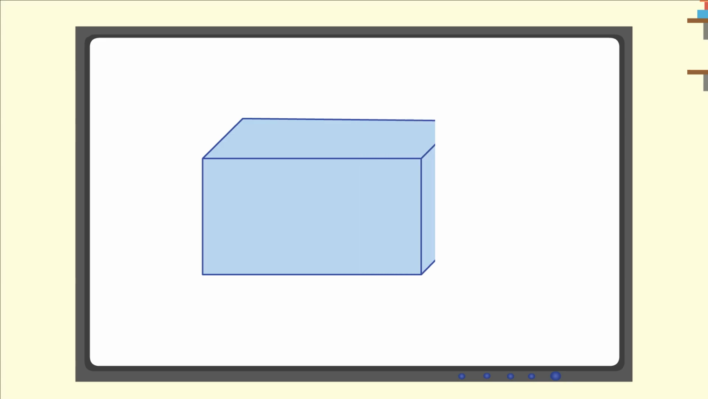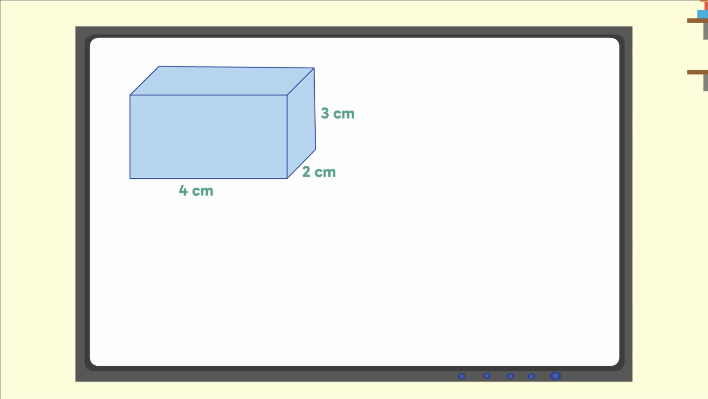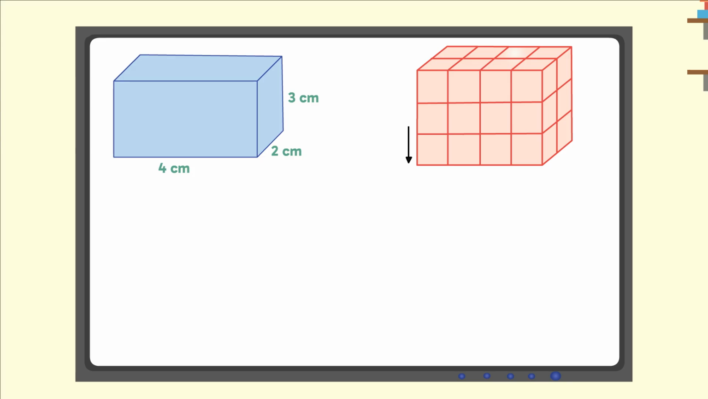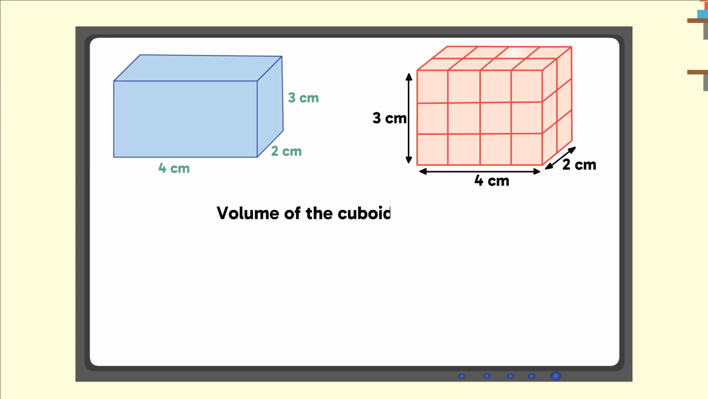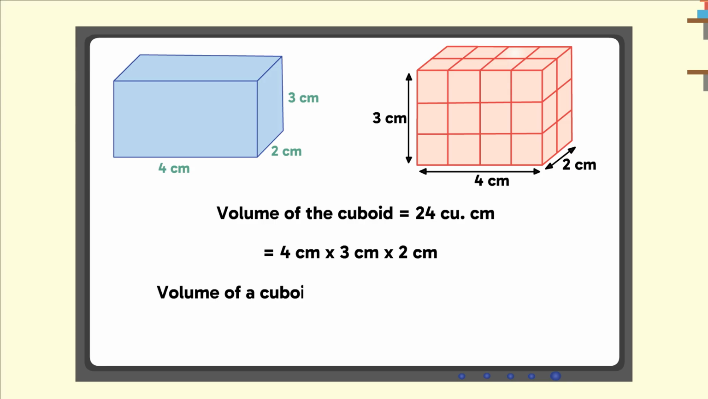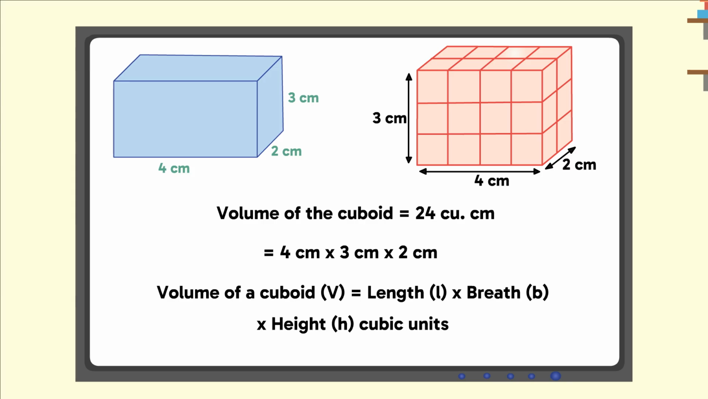Volume of a cuboid. The given cuboid is 4 cm long, 2 cm wide and 3 cm high. The cuboid is divided into 24 unit cubes of 1 cm each. So, the volume of the cuboid is 24 cubic centimeter, which is equal to the product of its length, breadth and height. So, the volume of the cuboid is the product of its length, breadth and height.